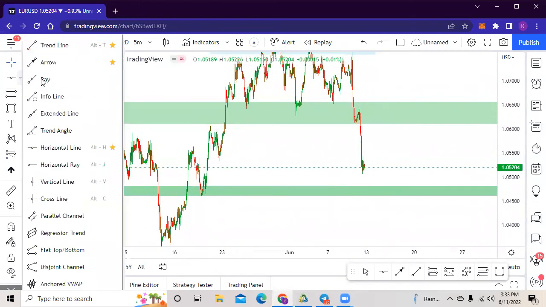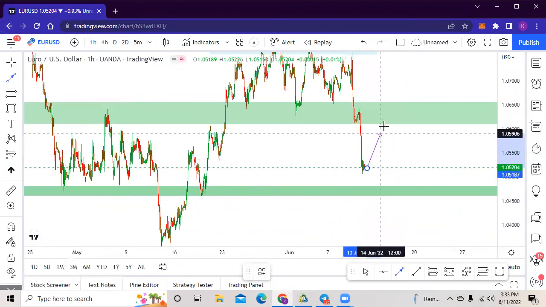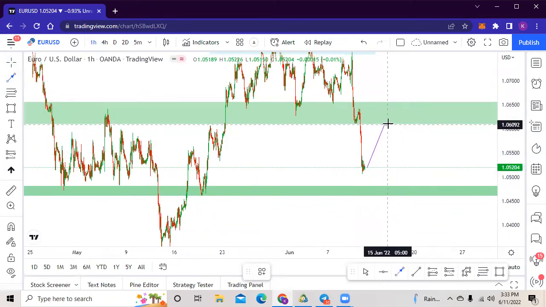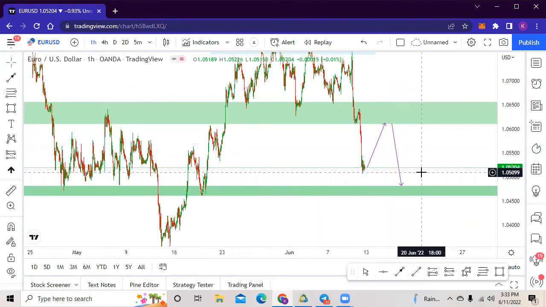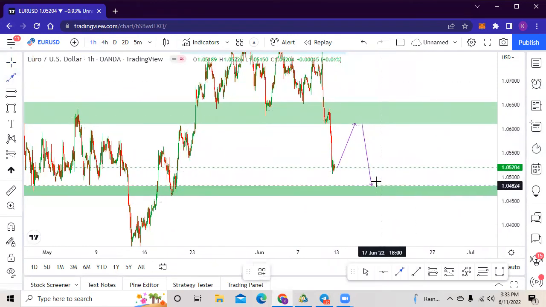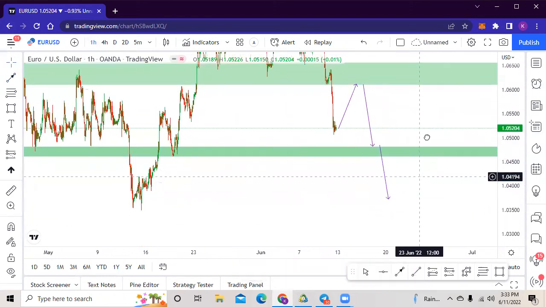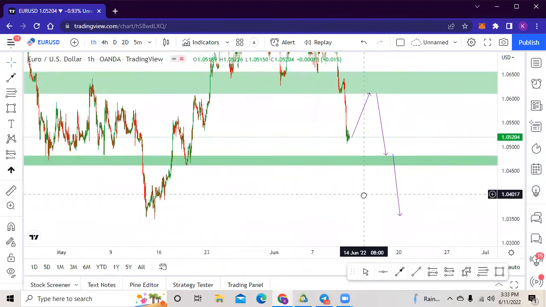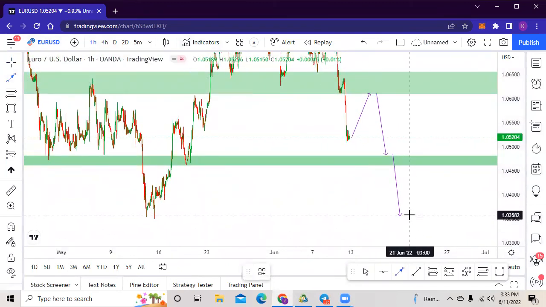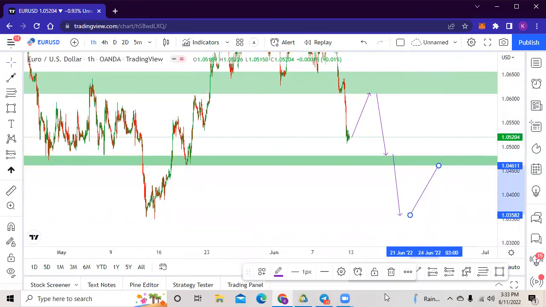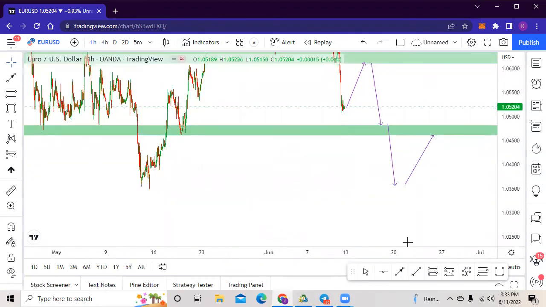So we could possibly see this, and we could possibly see a bounce from this level like this. Or we could see price break this level down here and bounce from this level up. We don't know. That's why we wait. So you just have to go through each trade. You have to go through each pair.